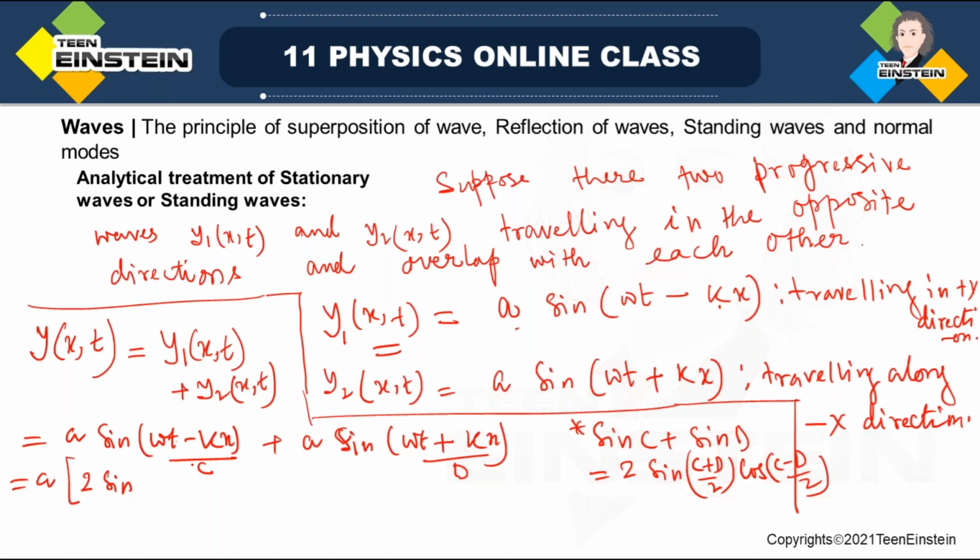Okay, so kx will go off and you will get omega t, 2 omega t by 2. So that will give you 2 sine omega t, and cos of c minus d. C minus d means this minus this. So omega t will go off and you will get cos of kx.